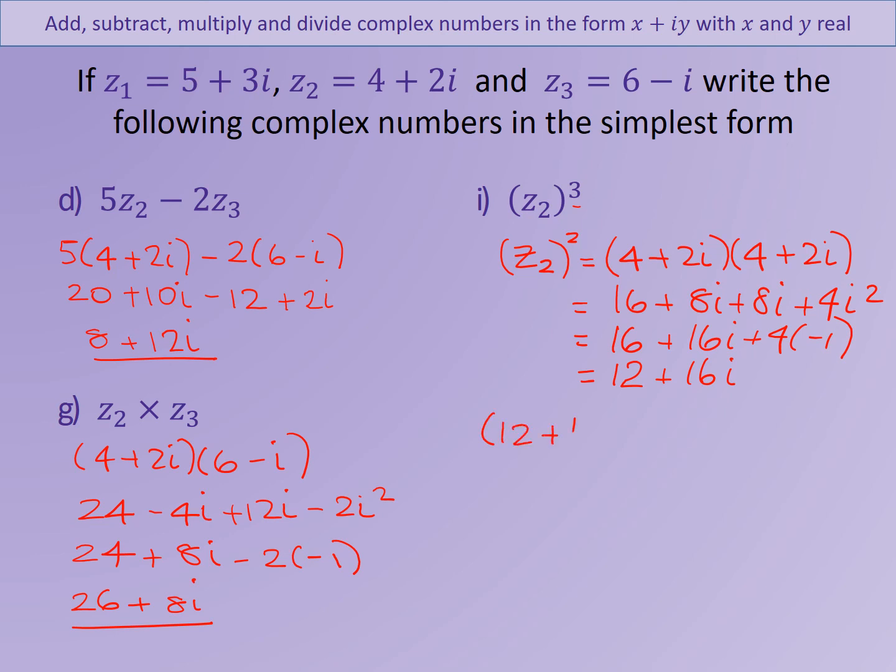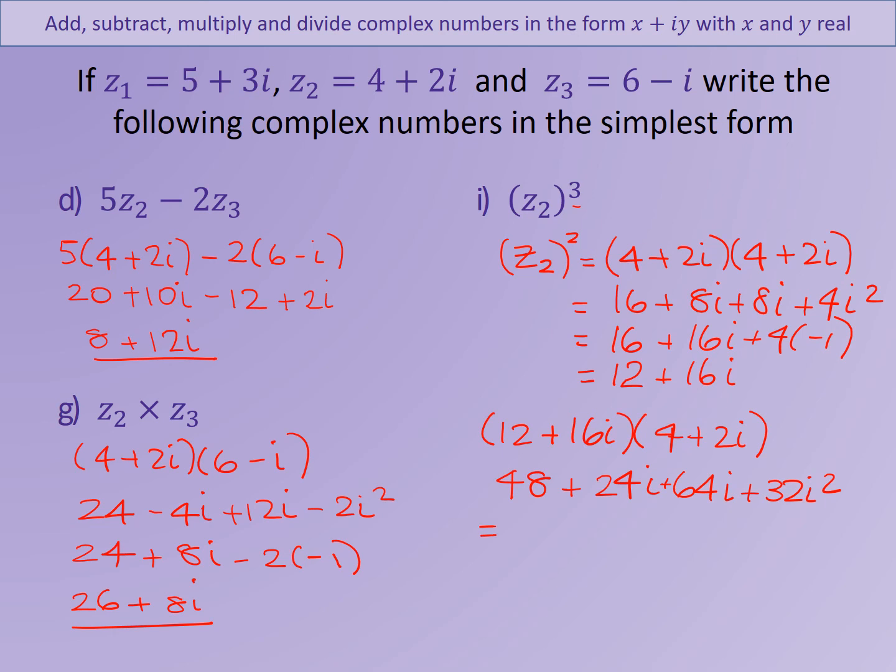So I've got 12 plus 16i multiplied by Z3, which is 6 minus, wrong one there, so that's multiplied by 4 plus 2i. Multiplying these out, 12 times 4 gives 48, 12 times 2i is 24i, 16i times 4 is 64i, and 16i times 2i is 32i squared.